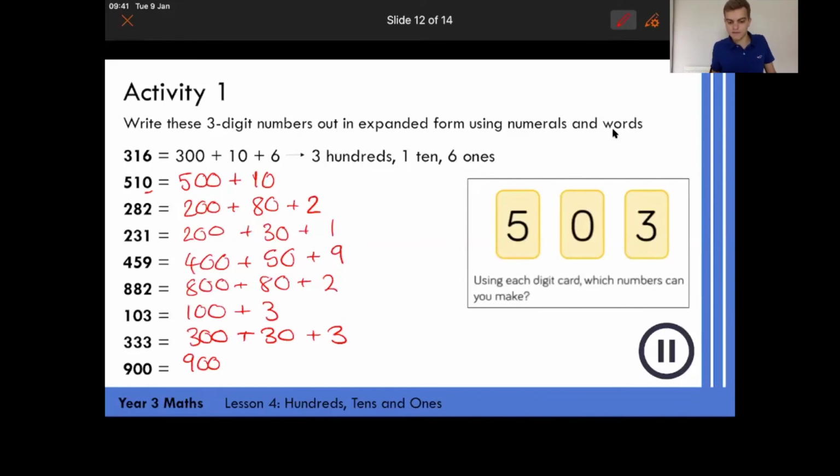If you had a go at this one, hopefully you've managed to find 4 different numbers that you can make. 503, fantastic.